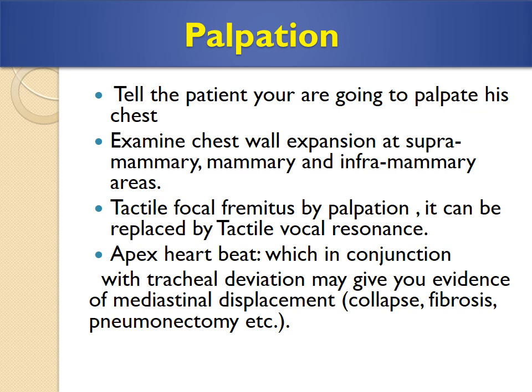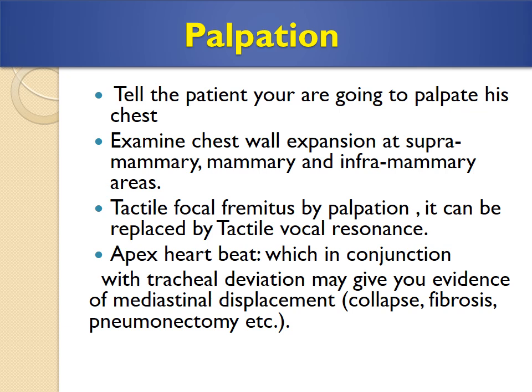If you put your hands and there is symmetrical decrease in expansion of the chest, you are dealing with obstructive lung disease or diffuse pulmonary fibrosis. If only one side is limited, that indicates the lesion on this side could be fibrosis, could be collapse, and also could be in a patient who has had lobectomy or pneumonectomy. Tactile vocal fremitus by palpation is replaced by tactile vocal resonance, so no need to do it.